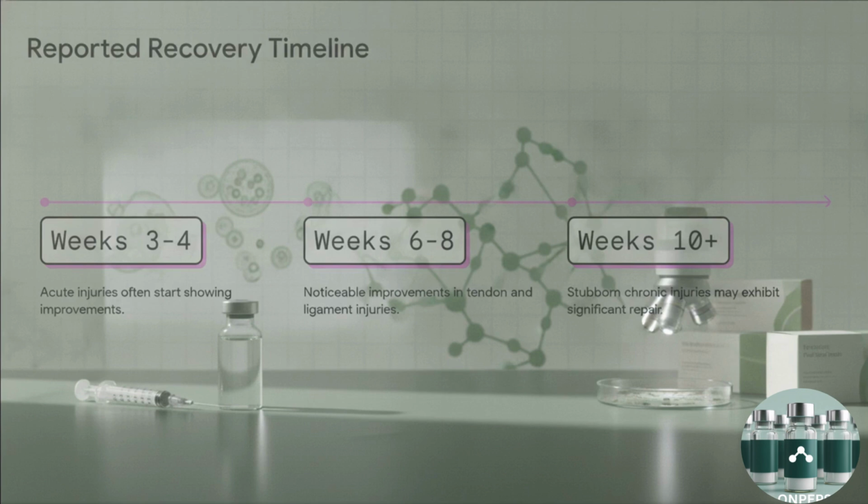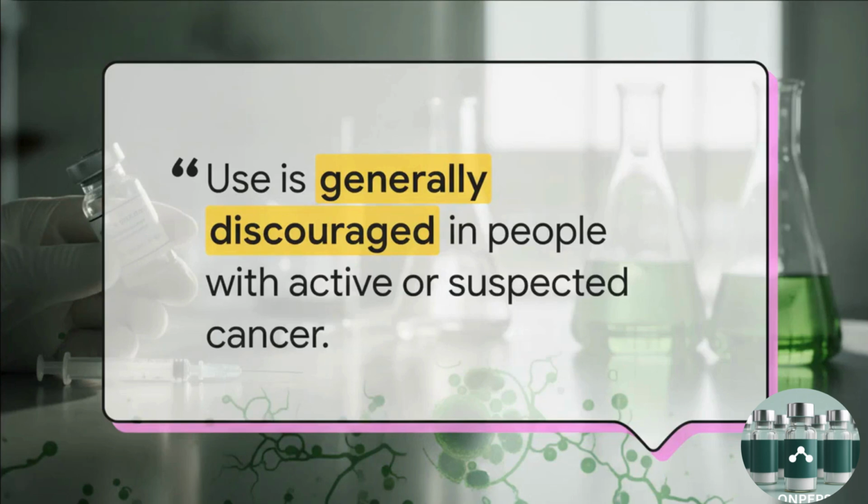exhibit significant repair. While Phase 1 and 2 human trials of the full-length protein showed it to be generally well-tolerated with mild temporary adverse events, there is one critical medical contraindication you need to know about. Because of TB-500's potent pro-angiogenic properties, meaning its ability to stimulate the rapid growth of new blood vessels, researchers strongly advise against its use by anyone with active or suspected cancer.